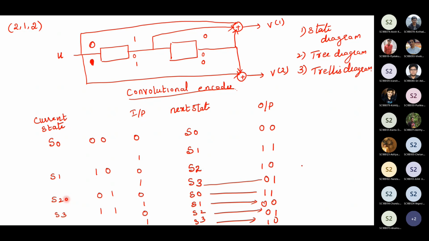So you can take this as S2. S2 is now in the state of 0, 1. Now I am going to give the input 0. So 0, 1 is the state, and the input is 0. Since it is 1, the rest of the things are 0. You will be getting 1, 1.